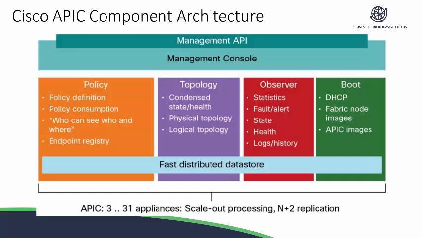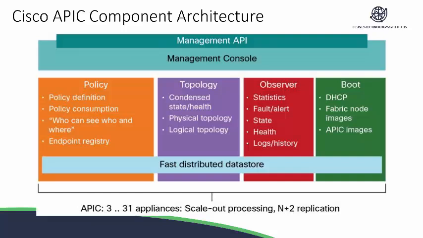The APIC consists of a management API. Any sort of RESTful client can interface with the APIC. The APIC has 4 different functionalities: policy, topology management, observer, and boot. Under policy is the definition of tenants, VRFs, bridge domains, contracts, EPGs, policy consumption of those states, who can see who and where, and the endpoint registry. The topology is the condensed state of health of the entire topology, both physical and logical. The observer handles statistics, fault alerts, state, health, and also stores logs and history.